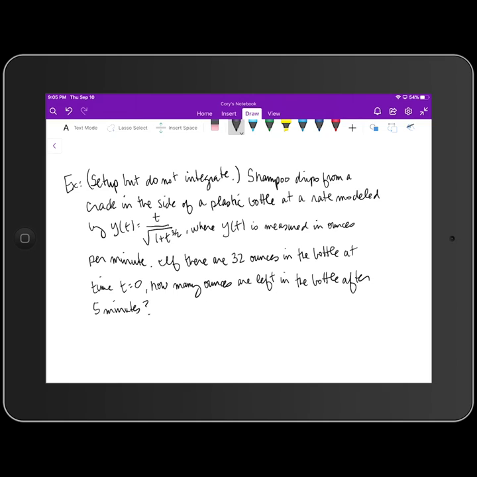Okay, so I'm going to have you guys work on this one, so go ahead and pause the video, work through the setup of the integral on your own, and then you can turn it back on, and we'll take a look at how we set up the integral together.